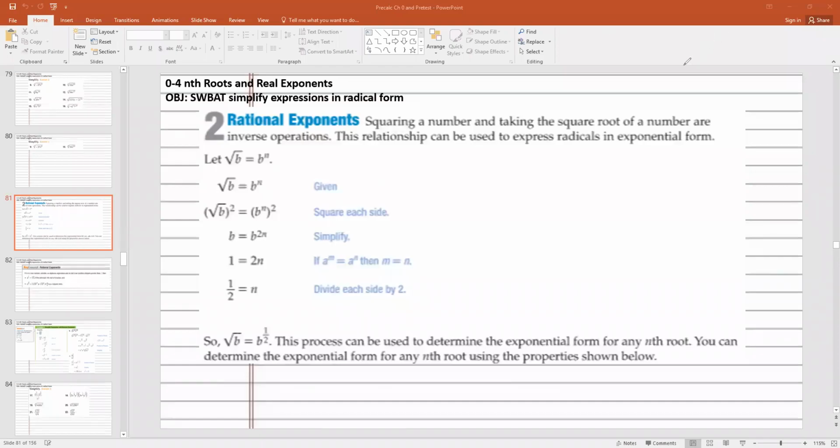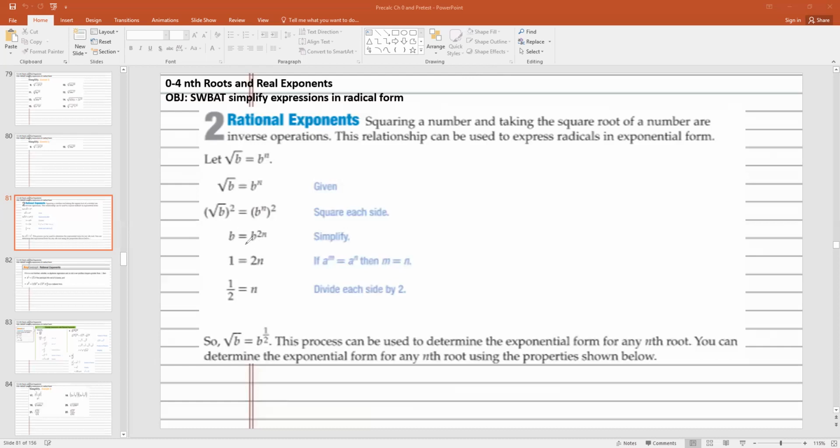All right. So this is going to be the second lesson of 0.4, nth roots and real exponents. Today we're going to be looking at what a radical means. Over here they show that square and square root are inverses of each other. There you go. So they are inverses of each other.